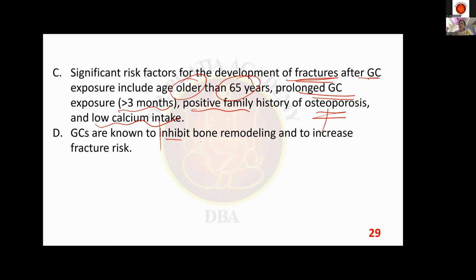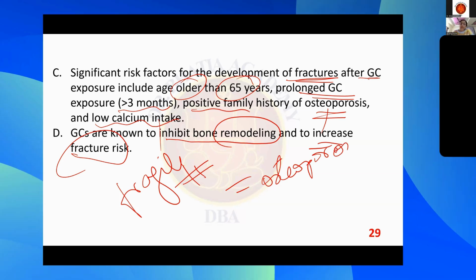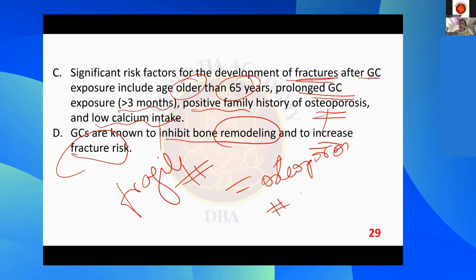Glucocorticoids also inhibit bone remodeling and cause increased fracture risk. So what are fragile fractures? Fragile fractures are the osteoporotic fractures. And what do they mean? They mean a fracture happening due to a fall or injury which was not supposed to cause a fracture in a healthy bone.